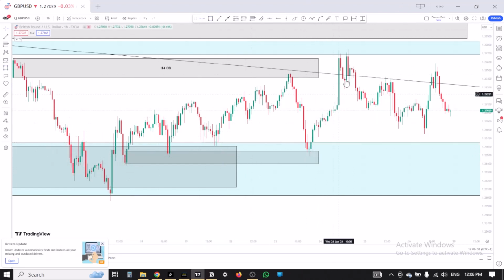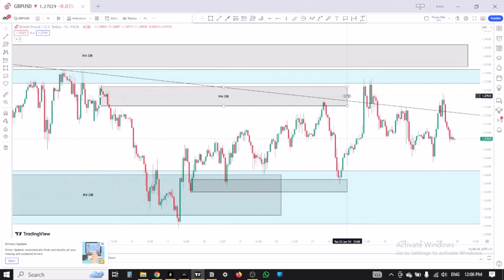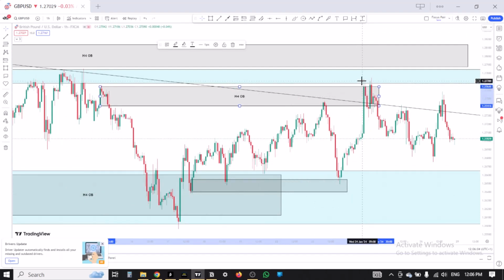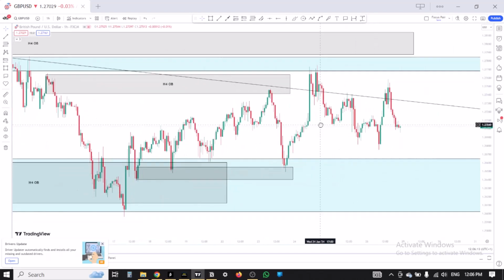Look at how massive this went. So I was expecting price to come back into this level again, but it tested into this structure up here. And that was what really happened during those periods.